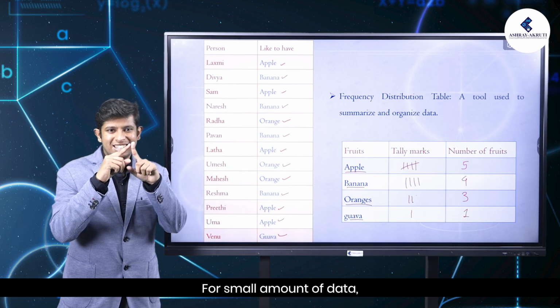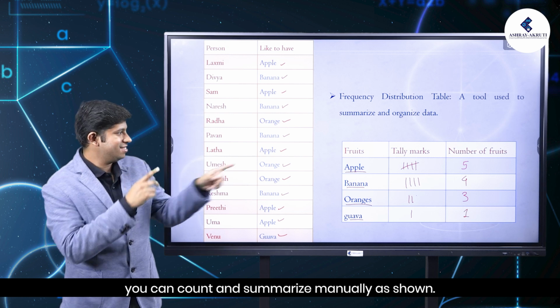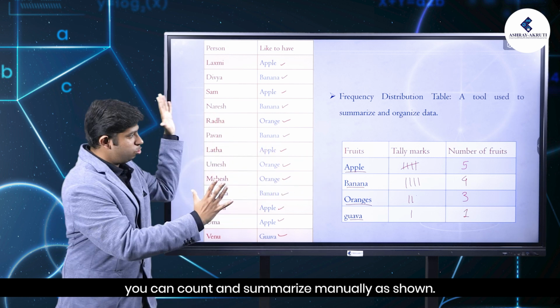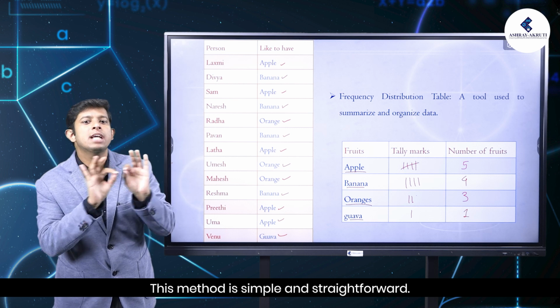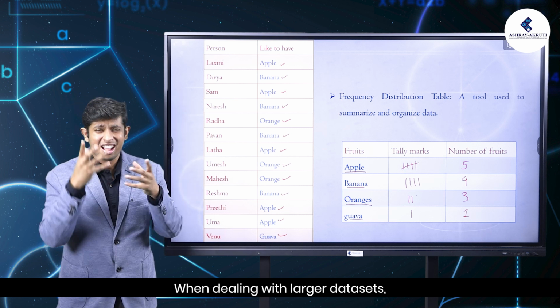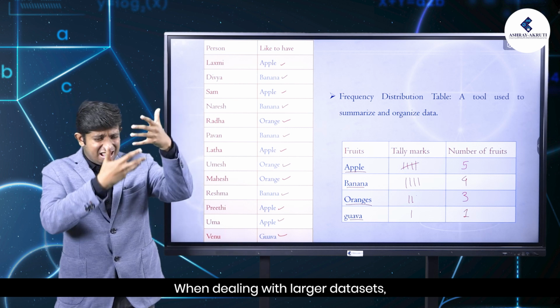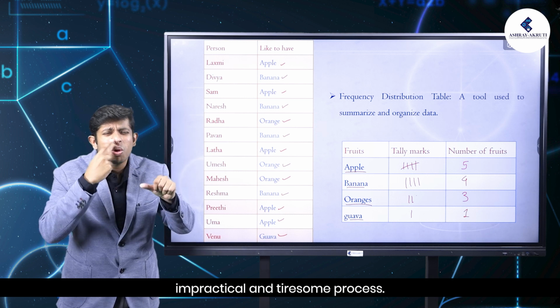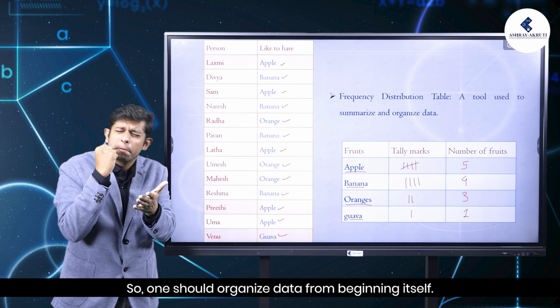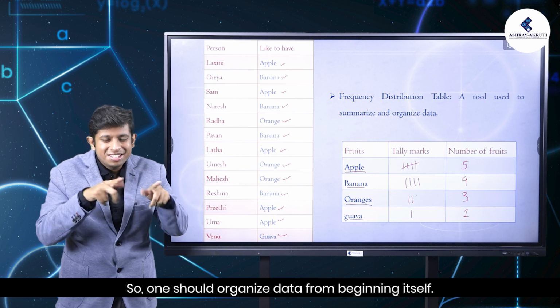For a small amount of data, you can count and summarize manually as shown. This method is simple and straightforward. When dealing with larger data sets, manual counting becomes an impractical and tiresome process. So, one should organize data from the beginning itself.